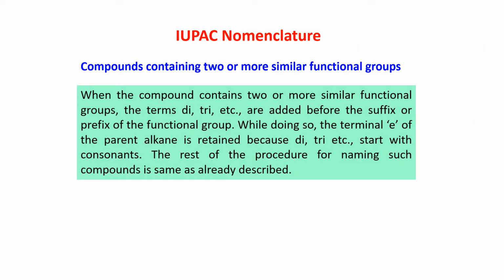Now what will happen if a compound contains 2 or more similar functional groups? When compounds contain 2 or more similar functional groups, the terms di, tri, etc. are added before the suffix or prefix of the functional group. While doing so, the terminal E of the parent alkane is retained because di, tri, etc. start with a consonant. The rest of the procedure for naming such a compound is the same as already described.